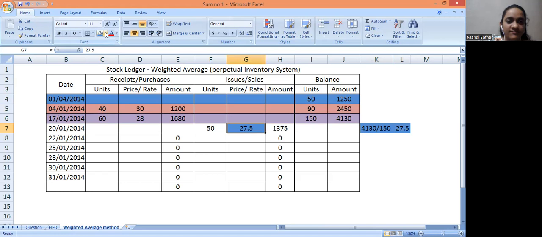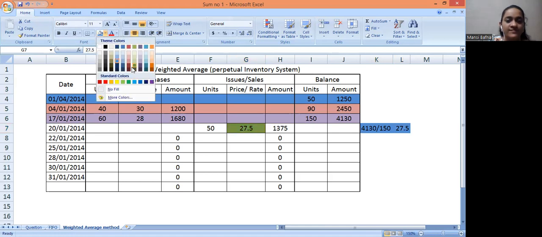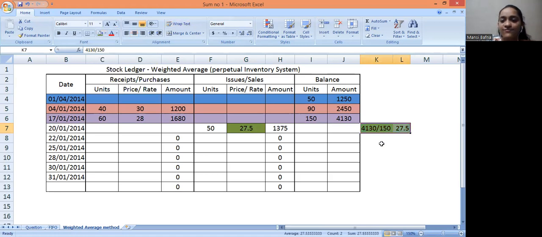Just 1 second, let me take a different color over here. Yeah. This 27.5 is taken from this calculation, that is 4130 divided by 150. This 4130 divided by 150 will give you 27.5, which will be recorded over here. Now, out of this 150 units, you have sold 50 units, so you have a balance of 100 units. And here to get the balance, what you will do is subtract 4130 minus 1375. That will give you 2755. So that will be your balance.